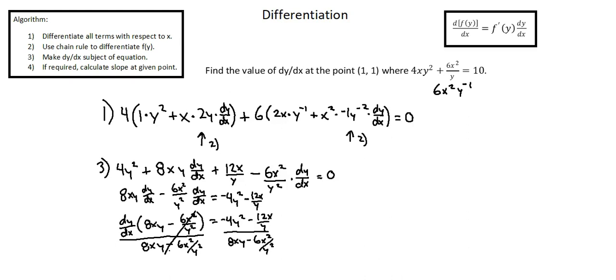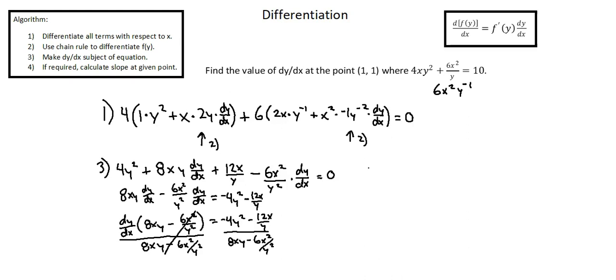We have cancellation on the left, and now we have dy over dx equals negative 4y squared minus 12x over y, over 8xy minus 6x squared over y squared. Now from here, I'm not going to do any more algebraic simplification because the requirement is to find a particular value at a particular point.